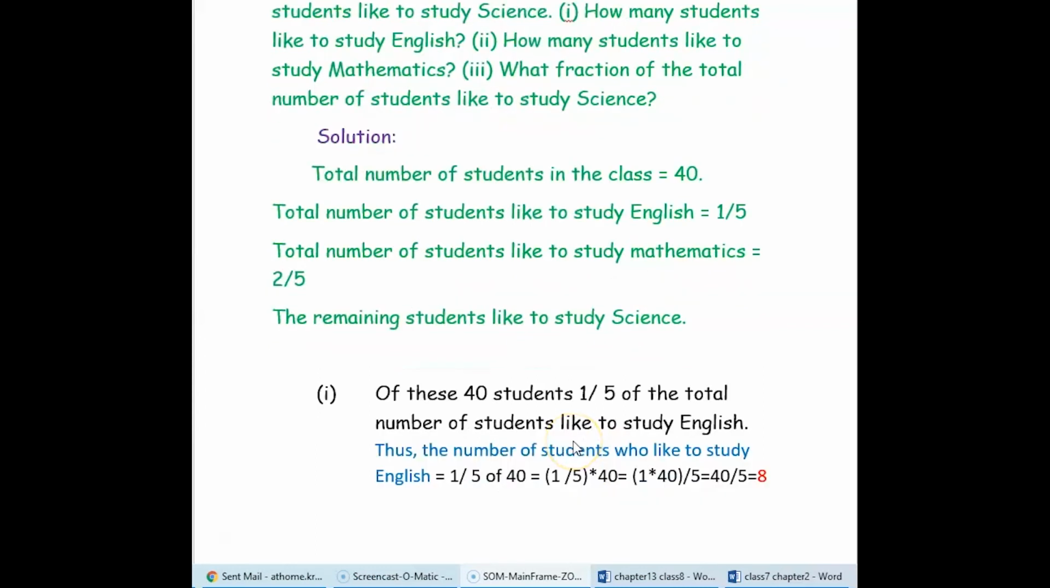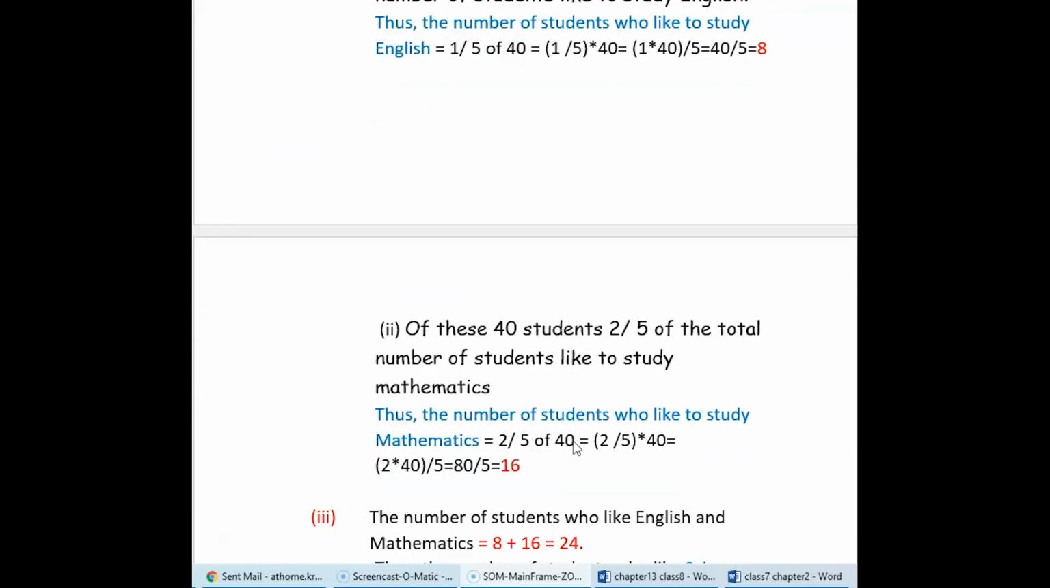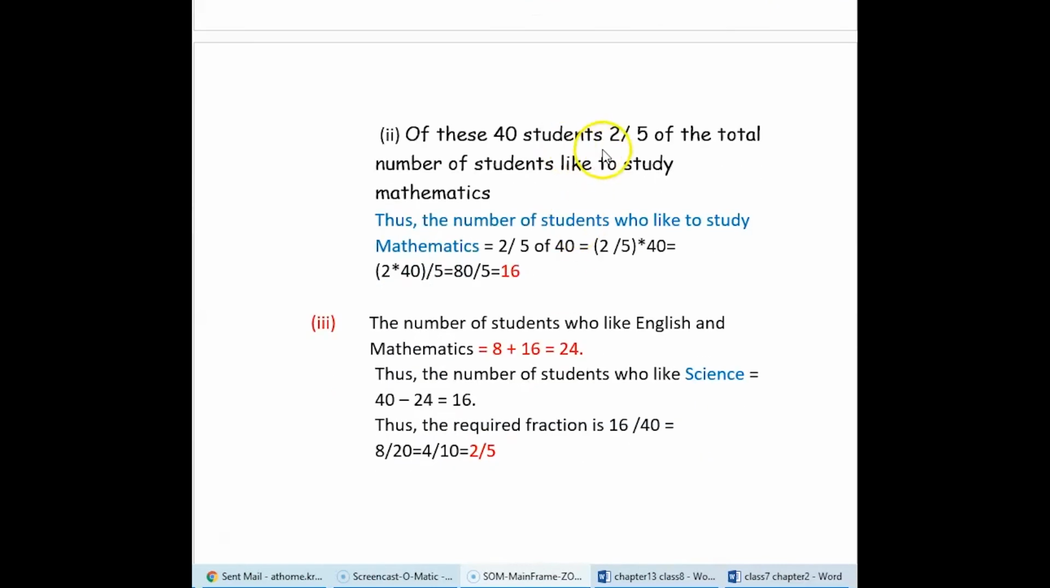Now we'll see how many students like to study mathematics. So it is given 2/5 of the total students like to study mathematics. So 2/5 of the total number, which is 40. So 2/5 into 40. So 2 into 40 is 80 divided by 5. This is nothing but 16. So 16 students like to study mathematics out of 40 students.